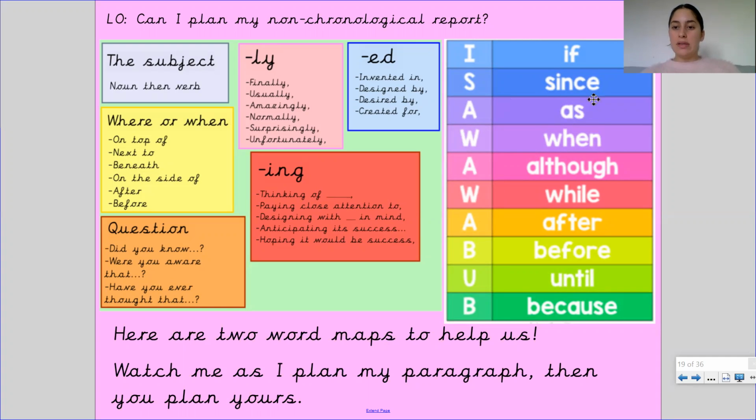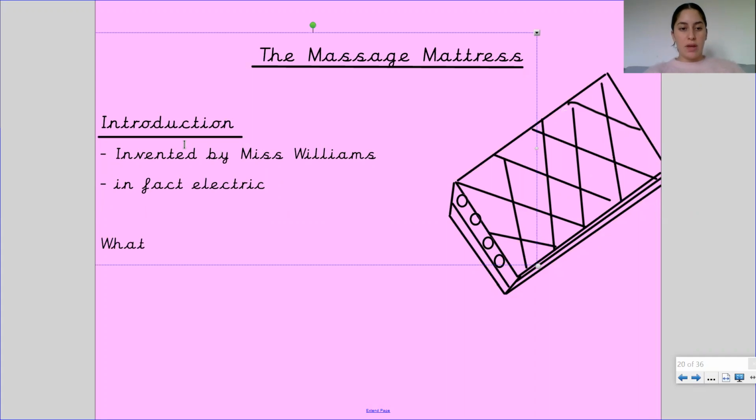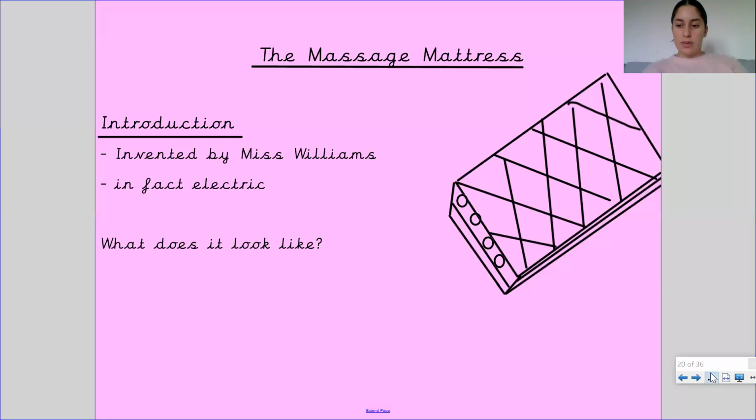So I'm going to say, as it was mainly made from memory foam, it looked like an ordinary mattress. Before I do that, I forgot to add my subheading. I'm going to leave a space. So I've done my introduction paragraph. I'm now going to leave an extra space to start a new paragraph. And this paragraph is going to be, what does it look like? Question mark, which I'm going to underline.